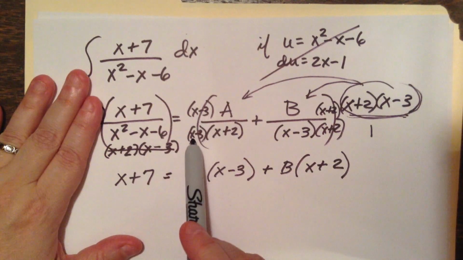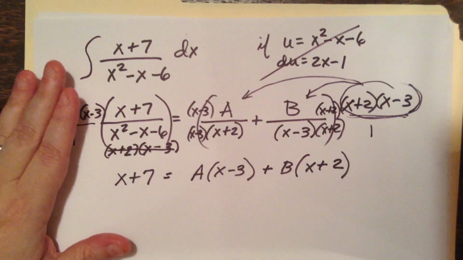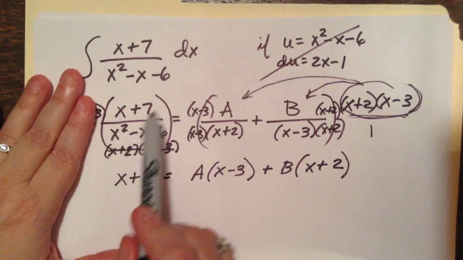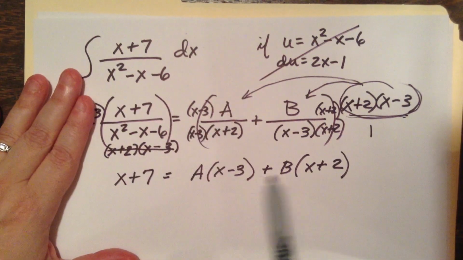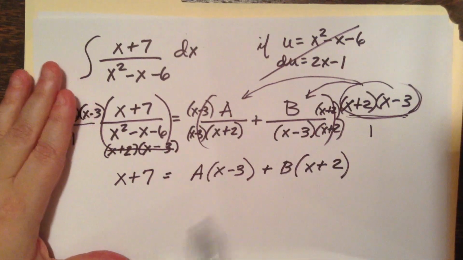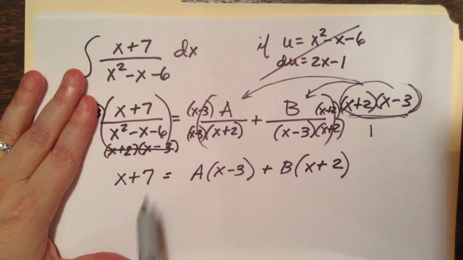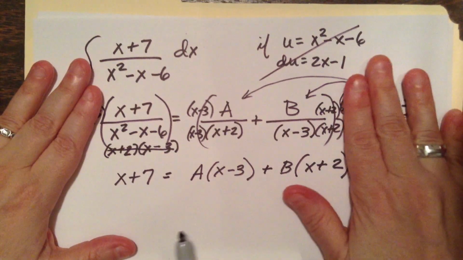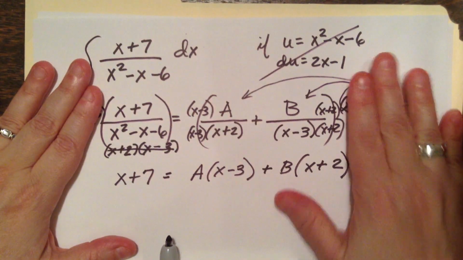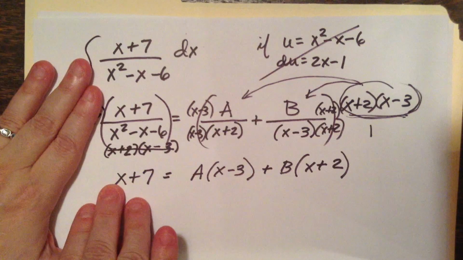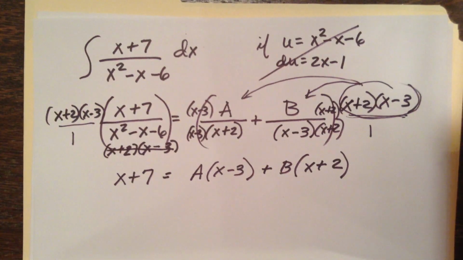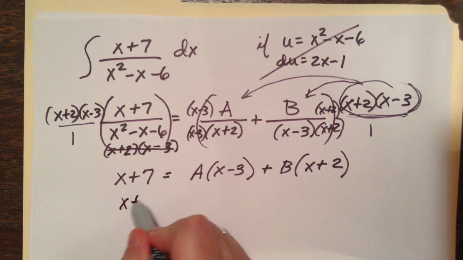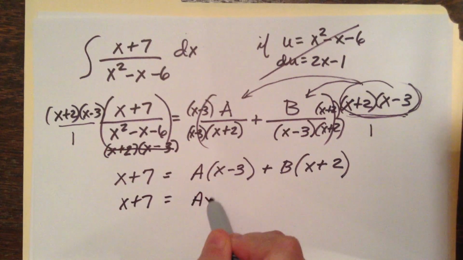I'm multiplying this by an equivalent of 1 and this by an equivalent of 1. So I'll have x plus 7 is equal to a times x minus 3 plus b times x plus 2. If I get rid of these denominators, then this would be the numerator. The numerator on the left would have to equal the numerator on the right. Okay, so what's the next step here? Well, what we're going to do is distribute this a.